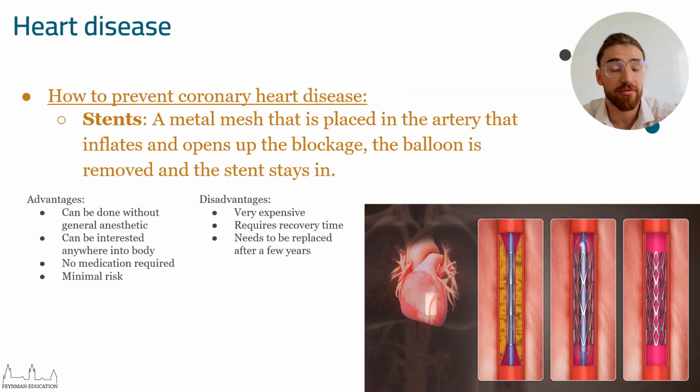So some ways of preventing coronary heart disease. The first one is a stent. Now these stents are little metal meshes, like a little metal cage, okay, that gets inserted into your coronary artery to the point of the blockage. It's then inflated by a balloon to widen that narrowed gap due to cholesterol.